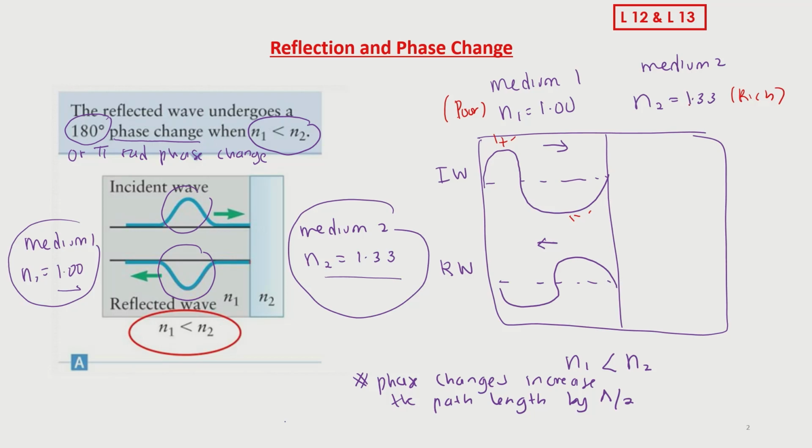As we know, the refractive index of medium 2 is 1.33, higher than the refractive index of medium 1, which is 1. So of course you don't want to be poor, you want to be rich. That's why you need to change. When you change, you will become rich. That's the analogy that you can use. So when you change, it means that you have a 180-degree phase change.